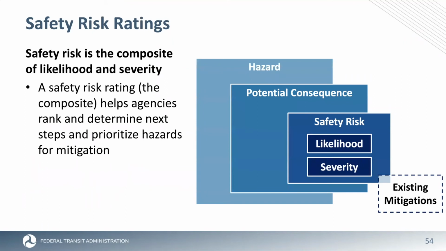We should also recall from earlier today that safety risk is a composite of the potential consequences, likelihood and severity. We call that the safety risk rating. Why do we do that? It helps an agency rank, prioritize, and determine next steps for mitigation.